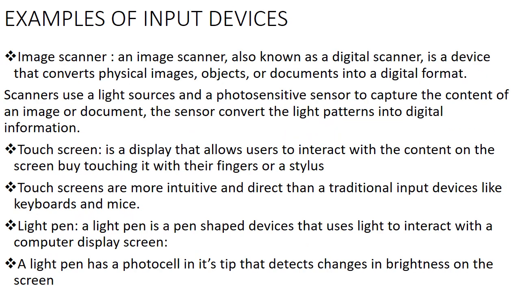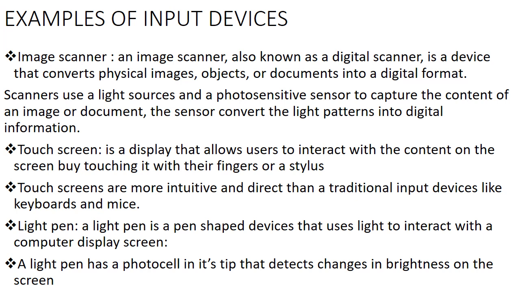Examples of input devices: we have the image scanner. An image scanner, also known as a digital scanner, is a device that converts physical images or objects or documents into a digital format. The physical images can be a paper or a template, in the form of a book, which we insert on our scanner. We are going to have the same items we inputted on the screen of the computer system. So it is done with the help of the scanner.